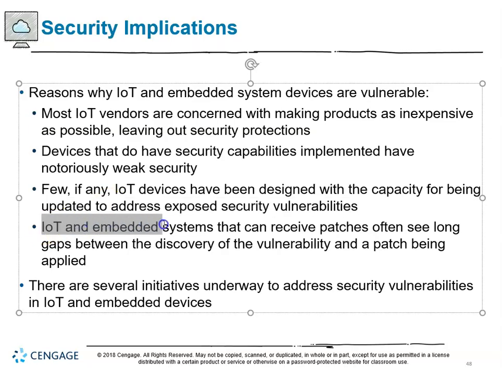So also IoT and embedded systems that can receive patches often see long gaps between the discovery of a vulnerability and a patch being applied. Why do you think that is? They recognize there's a vulnerability, it hits the news perhaps, but a patch takes months. It's because they don't have the infrastructure at those companies to do cybersecurity. Perhaps you'll be one of the people that joins a company like that and helps them out.